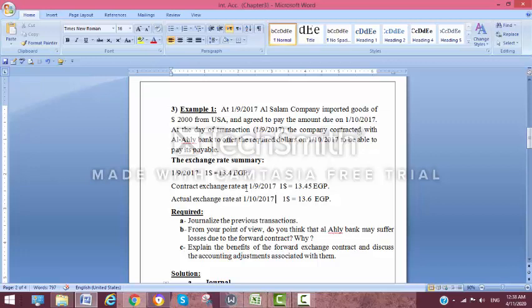That is the idea of this problem. The summary for this problem: I purchased the inventory in American dollars, then I need dollars and I will pay in the future.